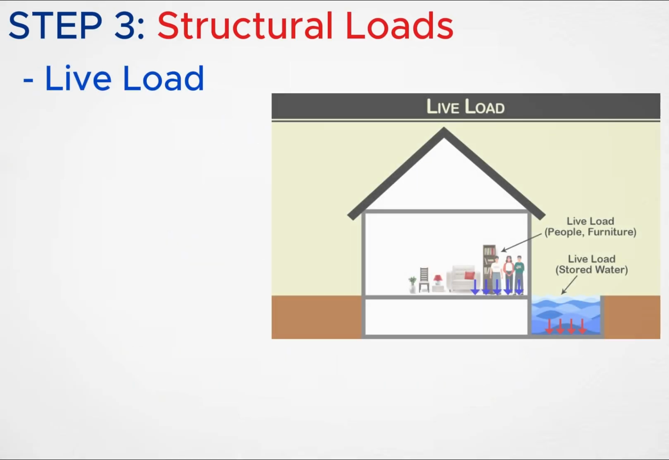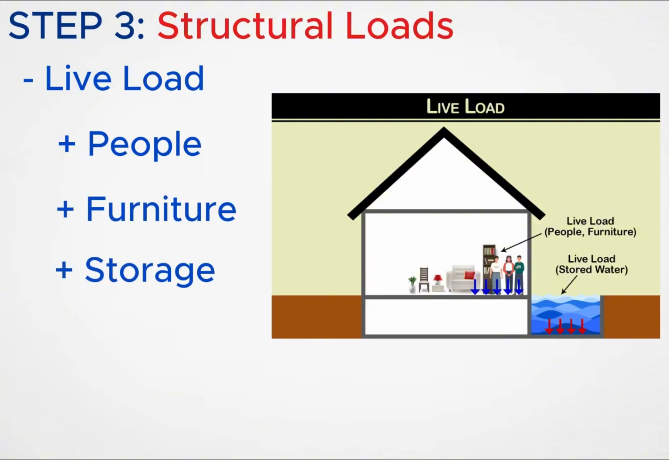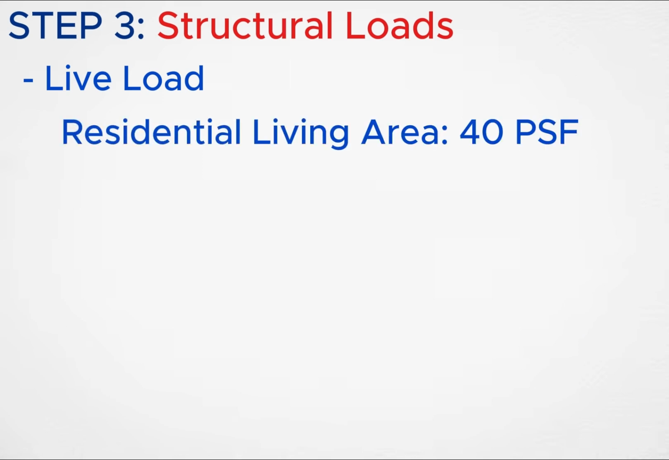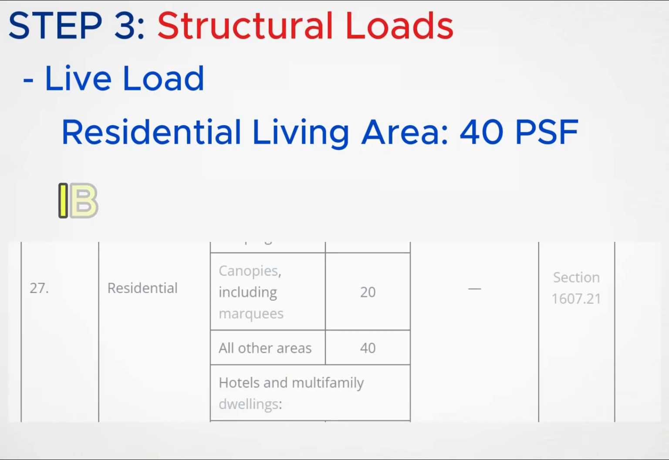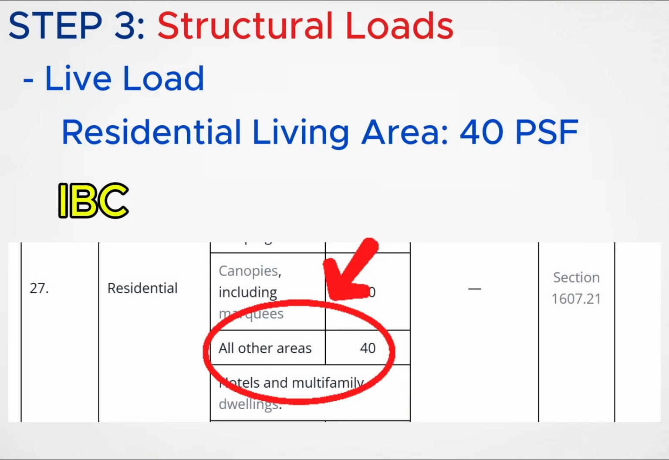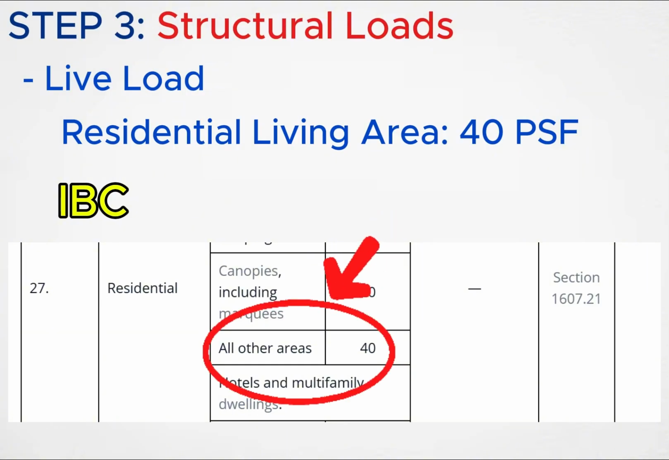Now let's look at live load. Unlike dead load, live load can appear and disappear. People walking, furniture, storage. These loads are temporary. They're not always present. For a typical residential living area, a common live load is 40 pounds per square foot, and that value comes directly from the building code. In the United States, required live loads are specified by the building code. That's why it's important to verify the required live load for every project.